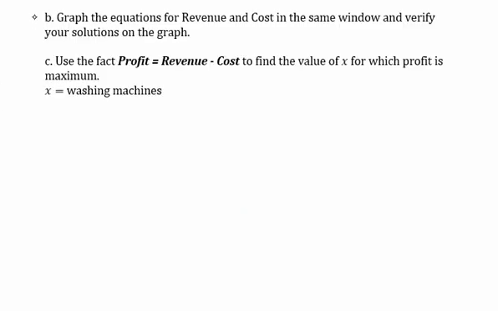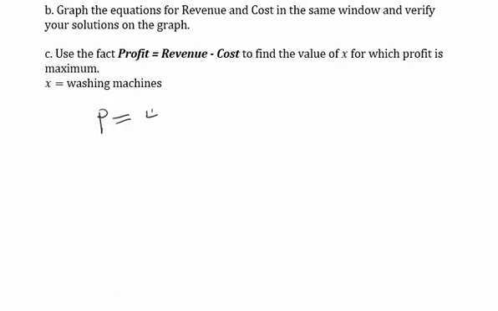We've already completed part B because we graphed those equations in the same window and found the intersection of the graphs. And so for part C, we want to use the fact that profit equals revenue minus cost to find the value of x for which profit is a maximum. So we're going to write a profit function, and it's of the form R minus C.